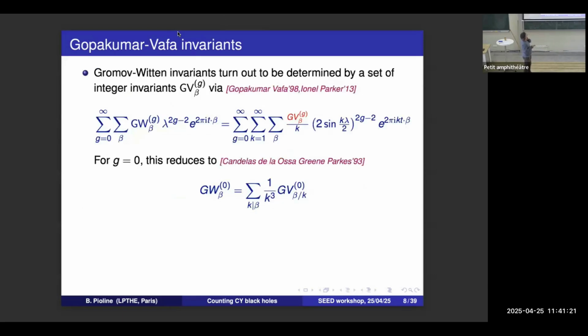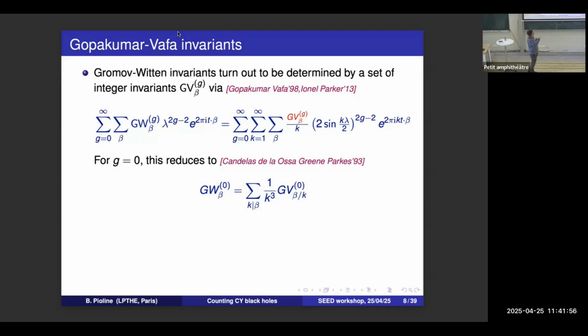Now, I said that these Gromov-Witten invariants were not integers, but there is a way to extract integers out of them, which was first understood by Gopakumar-Vafa in '98, which is to consider this generating series of Gromov-Witten invariants. Now you let also the genus be arbitrary, as well as the curve class. But you re-expand this series in a kind of funny way. Instead of expanding in powers of lambda, which is conjugate to the genus, you expand in powers of sine lambda.